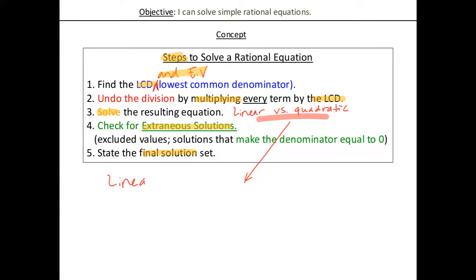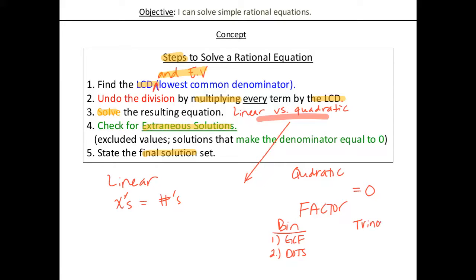If it's linear, we take the x's on one side equal to the numbers on the other. But if it's quadratic, you have to make one of the sides equal 0, and then you're going to have to factor. Okay? Remember, if it's a binomial, you check for GCF, and then you do dots, versus if it's a trinomial, you have to do blank plus blank and blank times blank. So binomial, you check for GCFs and then check for dots. But if it's trinomials, you have to do blank plus blank, blank times blank.